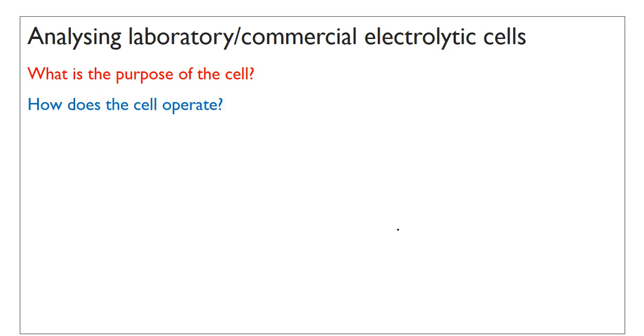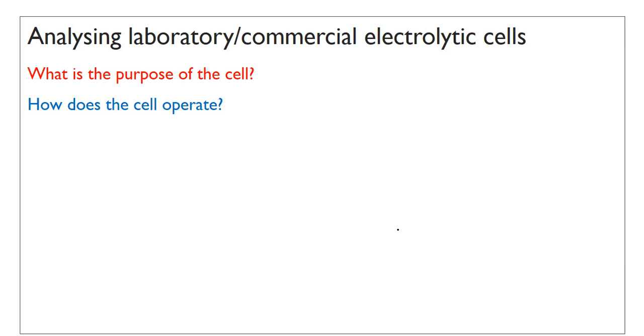So identifying the chemical that is produced or the purpose of the cell is really important because when you analyze the cell, whatever you get as an equation or as the products has to match the purpose. Everything has to go back to the ultimate purpose of the cell. Okay, so that's the first question. The second question that you probably want to ask is just the general operation.